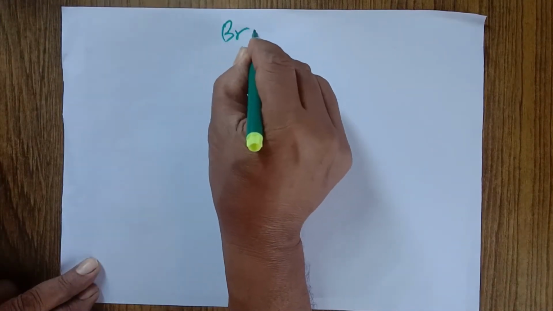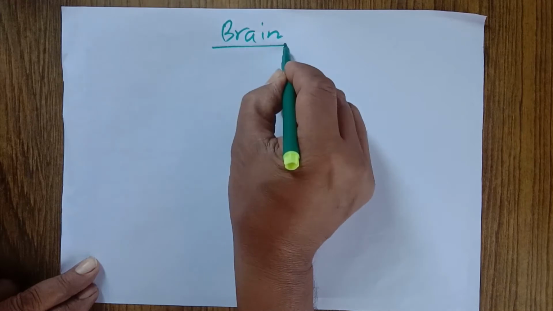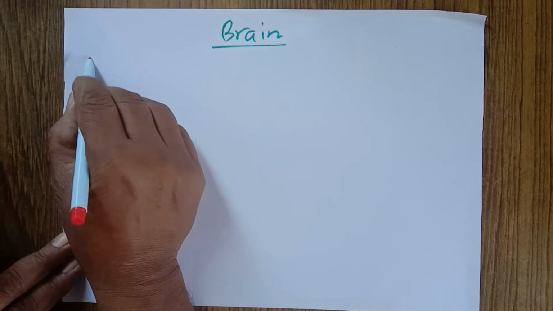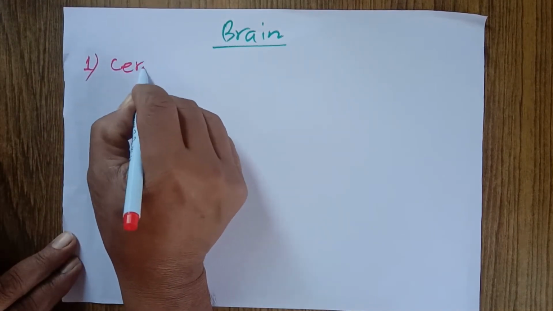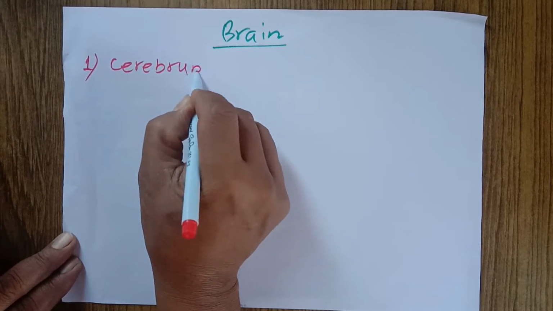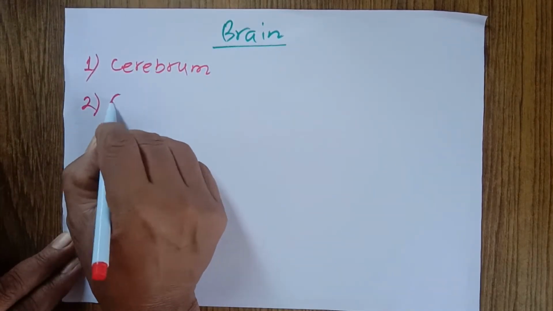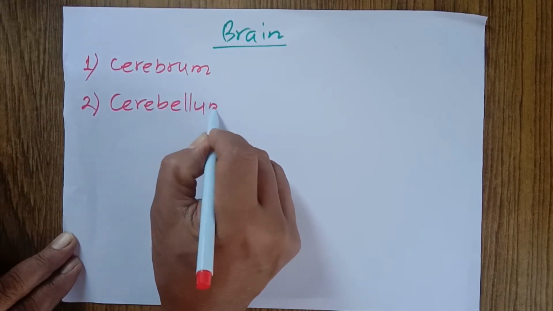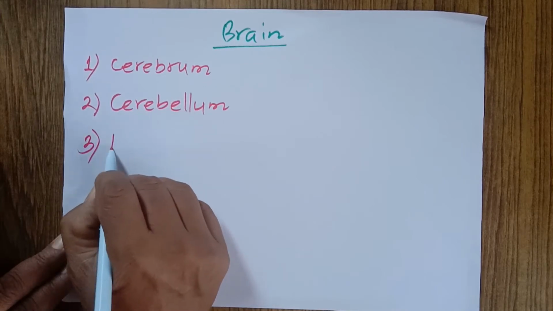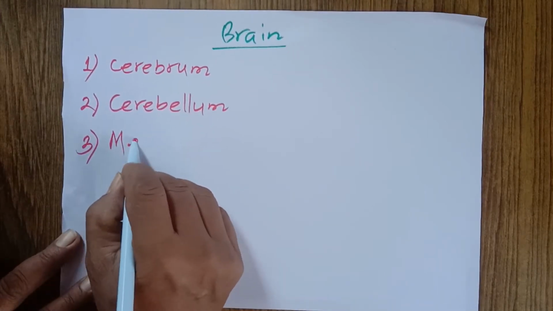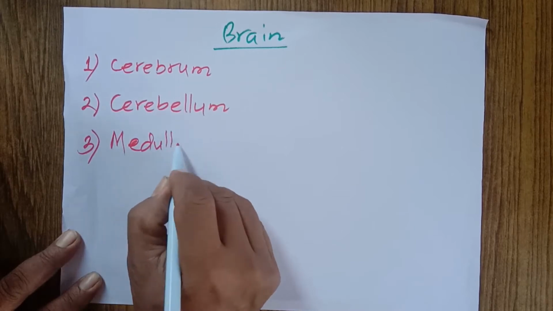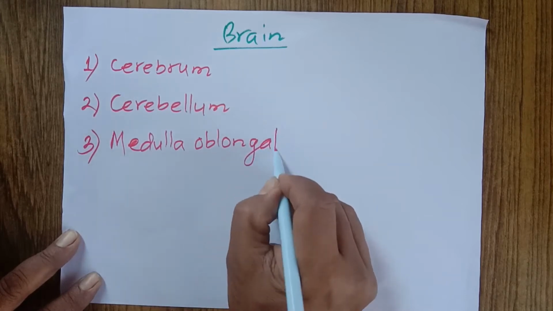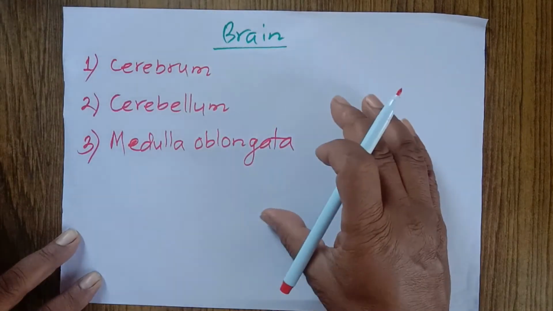Brain has got three different parts. Now I want to tell you about them. The first is called cerebrum, and second one is called cerebellum, and third one is called medulla oblongata. These three are the major parts of brain.